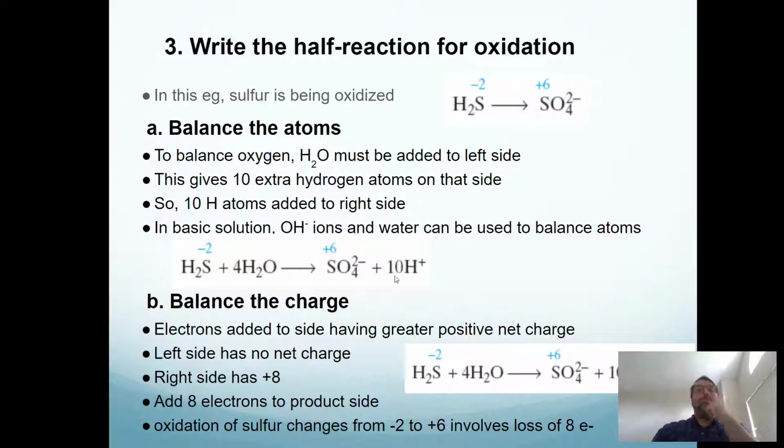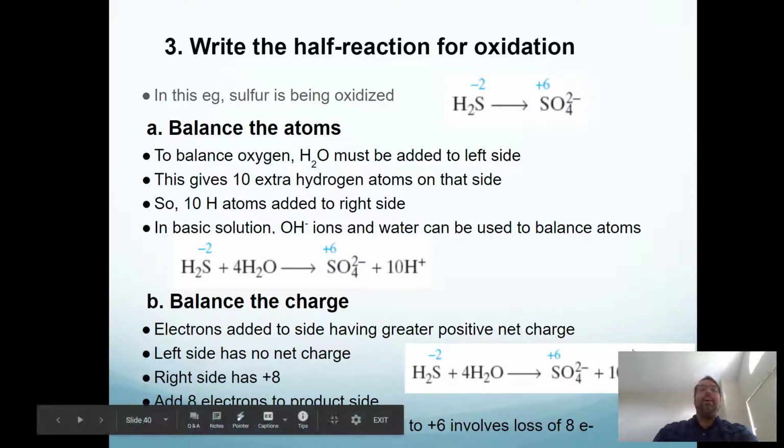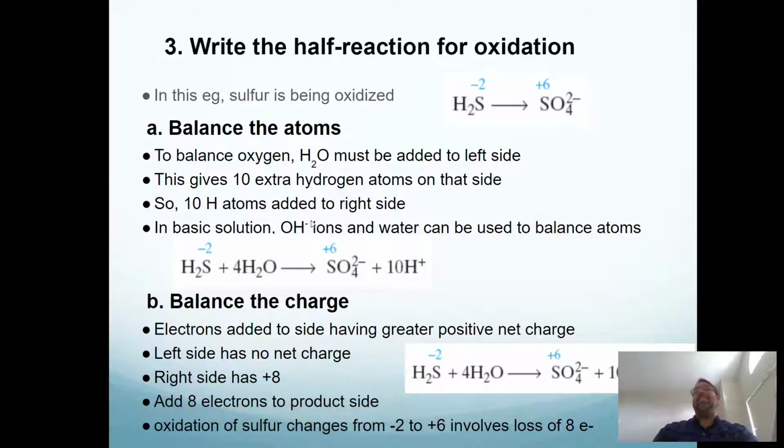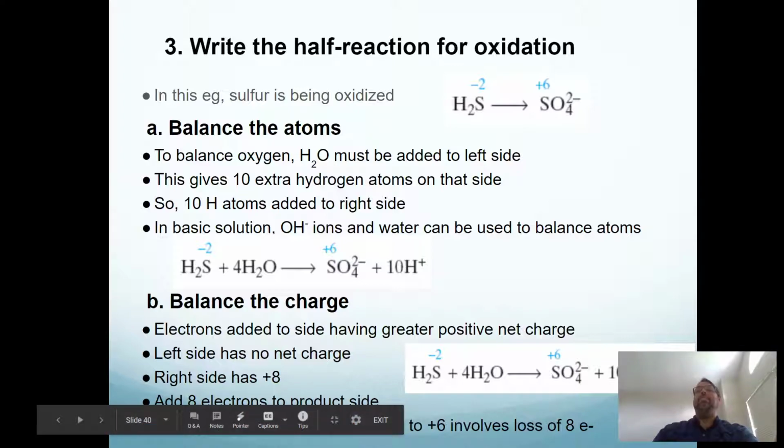Then we'll go ahead and balance out our charge. So here, everything that's on the left side is an even charge, and the right side, we have issues. We have a -2 charge, we have 10 over here, so we have essentially +10, which means that we need to add in 8 electrons in order to make the charge equal. And that's what we do here. So we're going to balance out the atoms first, then we're going to go ahead and balance the charge directly afterwards.